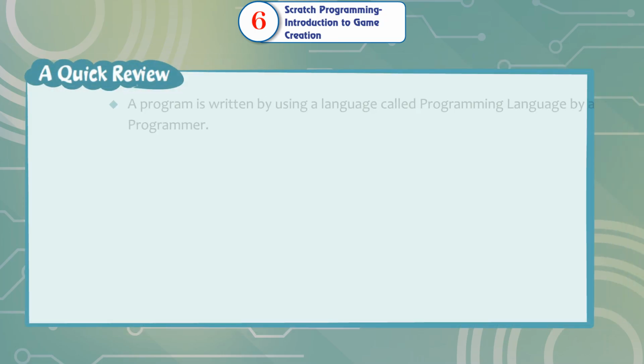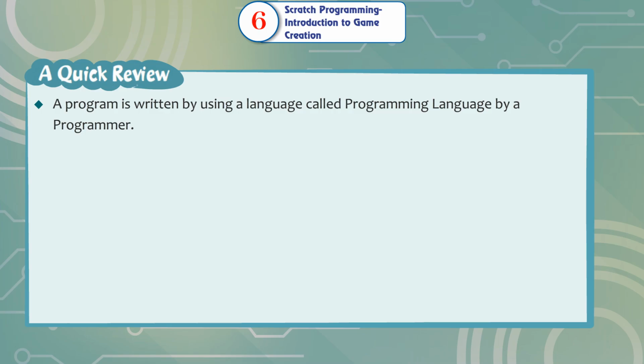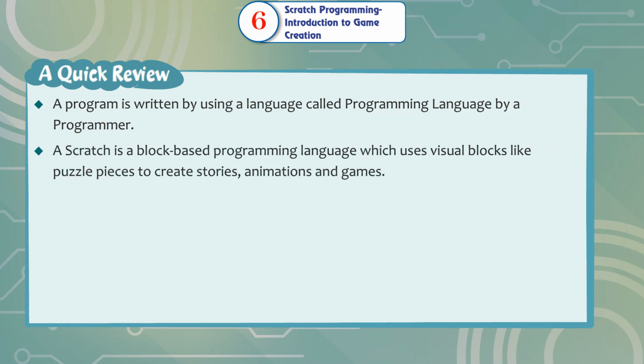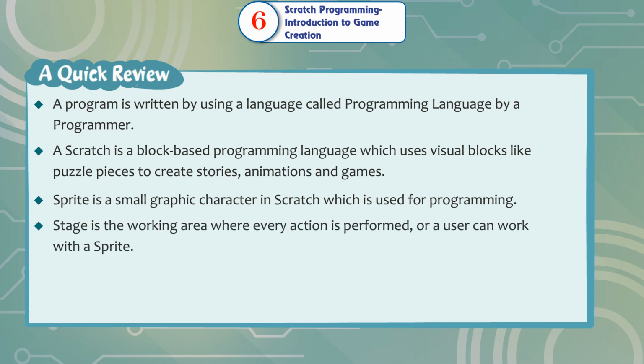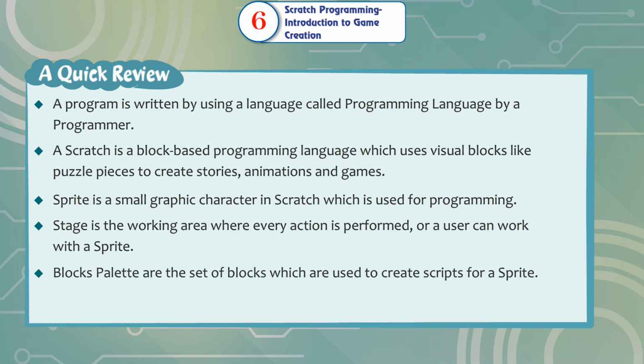A quick review. A program is written by a programmer using a language called a programming language. Scratch is a block-based programming language which uses visual blocks like puzzle pieces to create stories, animations, and games. A sprite is a small graphic character in Scratch which is used for programming. The stage is the working area where every action is performed, or a user can work with a sprite. The blocks palette is the set of blocks which are used to create scripts for a sprite.